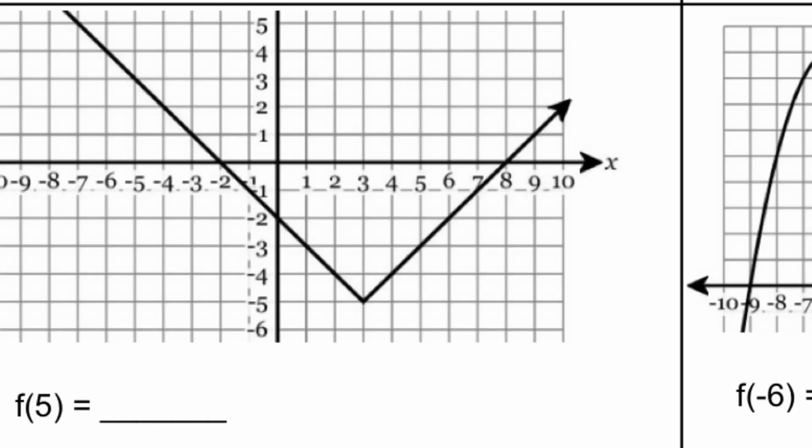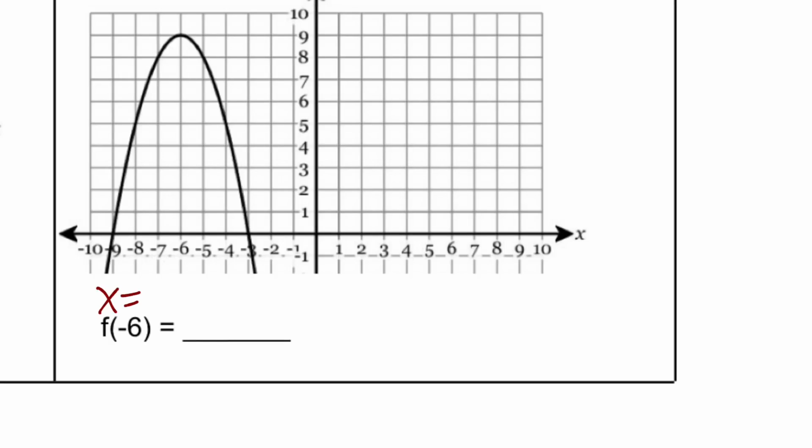On the graph, this tells me that x is equal to 5, and when that is true, what is y? If I follow it over, it's negative 3. This tells me when x is equal to negative 6, which is right here, if I follow that up and follow that over, what is y equal to? 9.